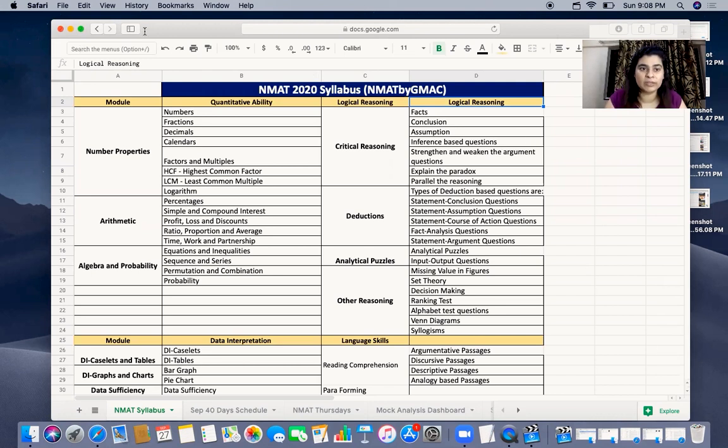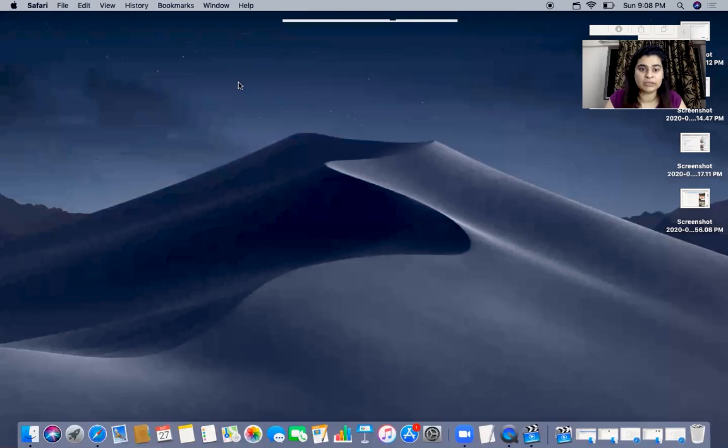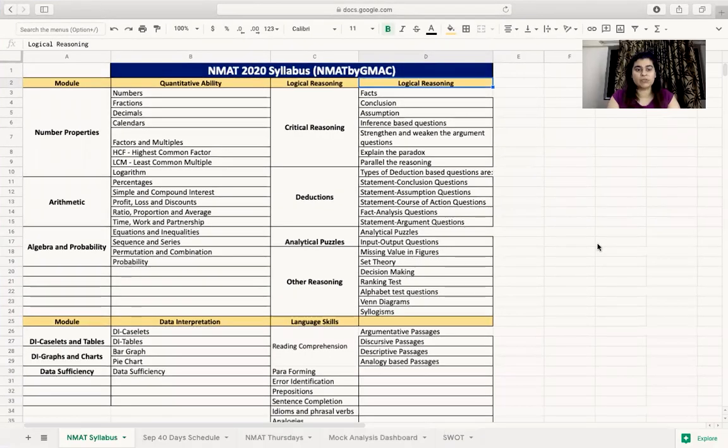Here we are talking about your entire syllabus. If I talk about the NMAT syllabus for the quants section, we have 3 modules: number properties, arithmetic, algebra, and probability. This is on the basis of the NMAT by GMAT official guide. Whatever is there in that has been put up as your syllabus. For number properties, you can see all the topics there.